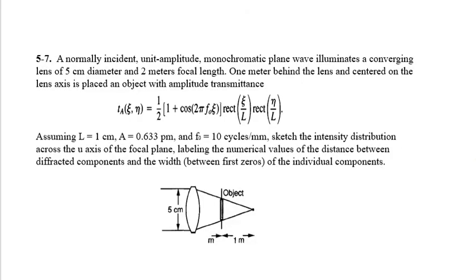Go to another problem, problem number 7. A normally incident unit amplitude monochromatic plane wave illuminates a converging lens of 5 cm diameter and 2 meters focal length. 1 meter behind the lens and centered on the lens axis is placed an object whose amplitude transmittance is given by this relation, with the other parameters, and it wants us to sketch the intensity distribution across the u-axis of the focal plane.